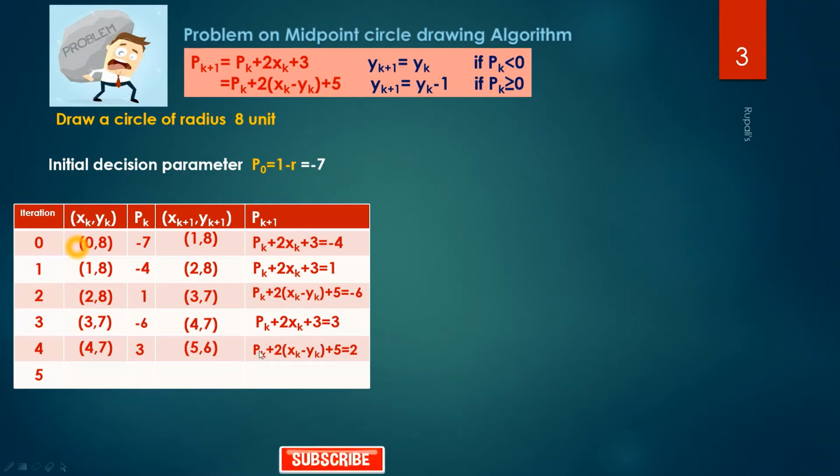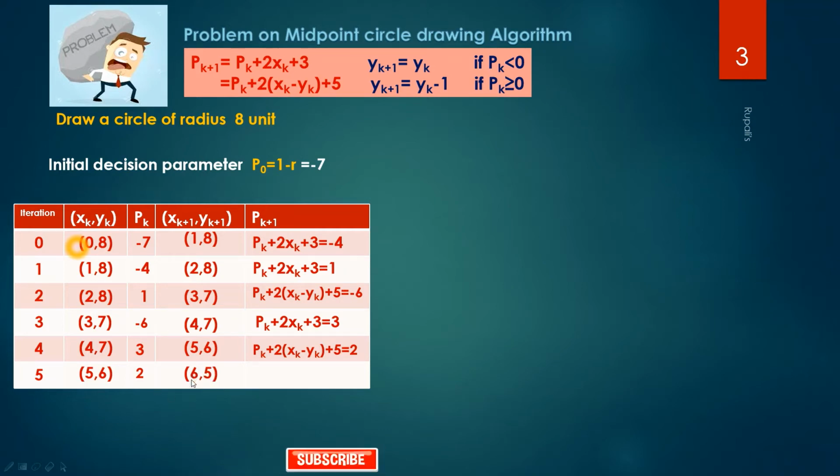So, after calculation, we get 2. Now, what is the next point? It is 5, 6. What is the decision parameter value? It is 2. So what will be the next point? It is the positive case. Positive case means the second case. Second case means yk plus 1 equals yk minus 1. Now it becomes 6, 5.